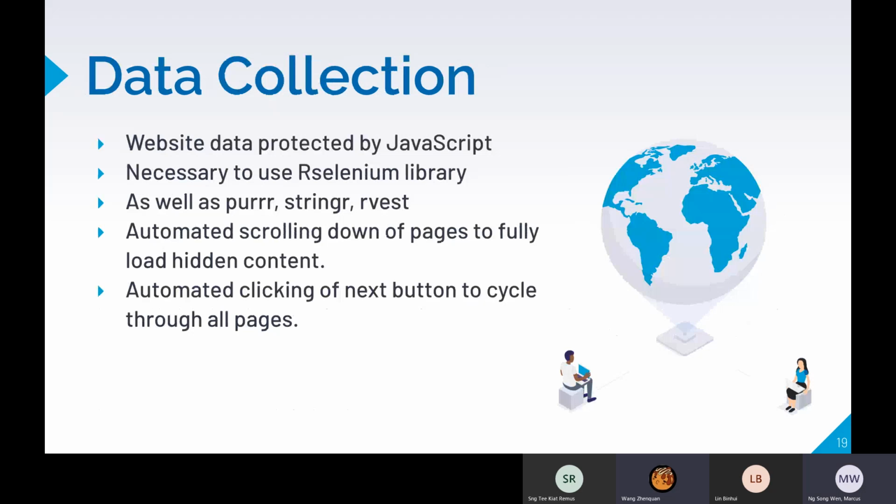Next, for our data collection, it was necessary to use the RSelenium library for scraping, as Shopee is heavily protected by JavaScript. The common way of retrieving HTML data always resulted in a null character. We also used the Perl, stringr, and RCurl libraries. To scrape the pages properly, we had to automatically scroll down each page to fully load the contents, and also click the next button for the next page of reviews.